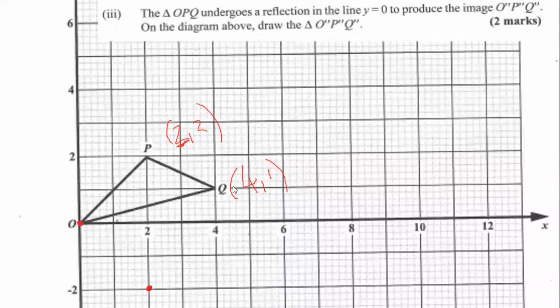So for Q, which is 4, 1, let me go back on the info, please. Give me a second. Our 4 will remain unchanged, and our 1 will be multiplied by -1 to give us -1. So our point for Q will now be right here. So our 4 remains unchanged and our 1 becomes -1.